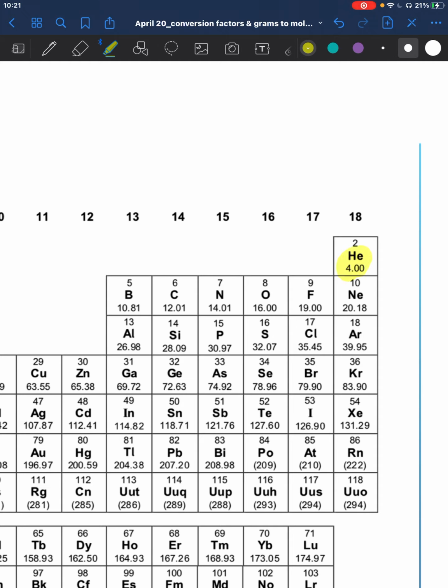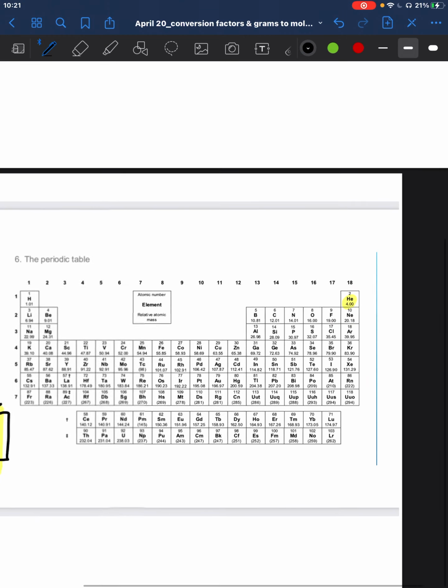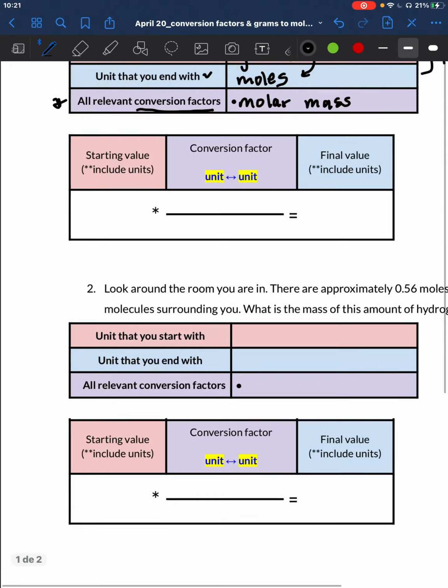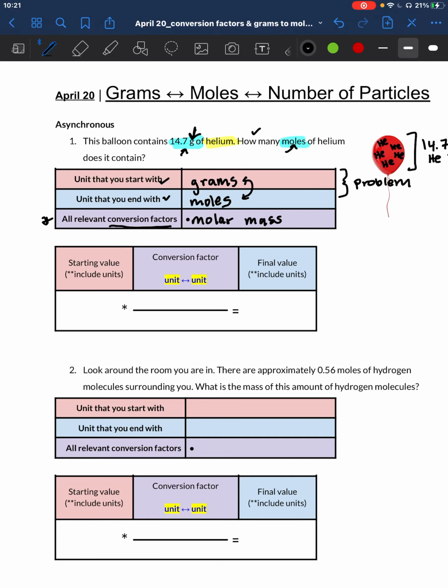So, helium has a mass of 4.00 according to my data booklet, which is the periodic table I'm using. So, my molar mass, which in this case is 4.00. What's the unit for molar mass? I just said it.